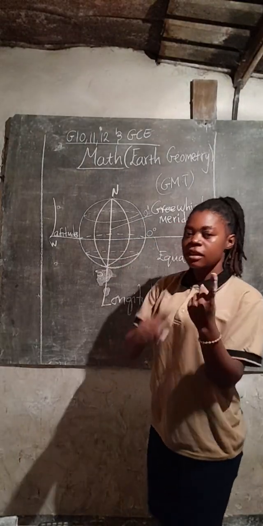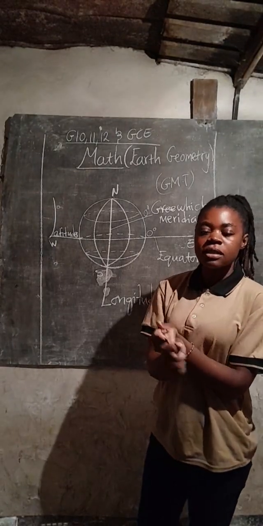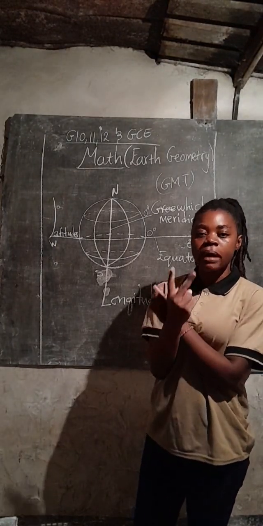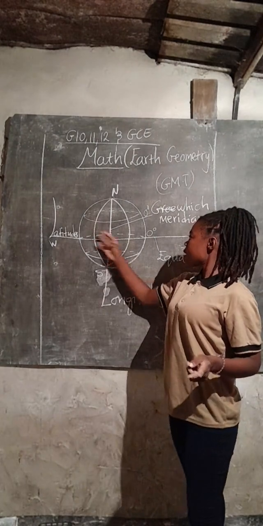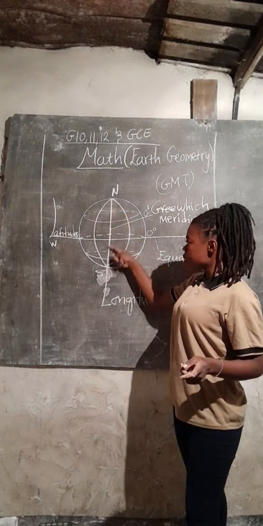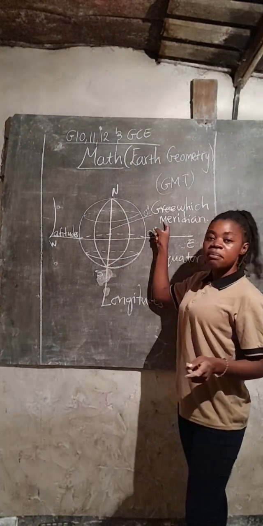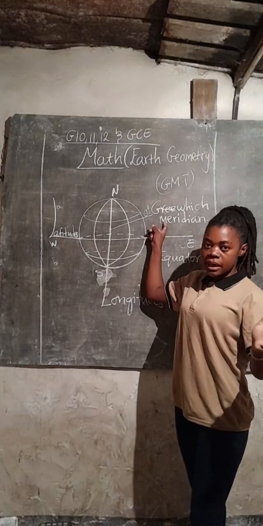The first line of longitude divides the earth into two parts, which is the west and the east, and this one is called the what? The Greenwich meridian, used to calculate time.